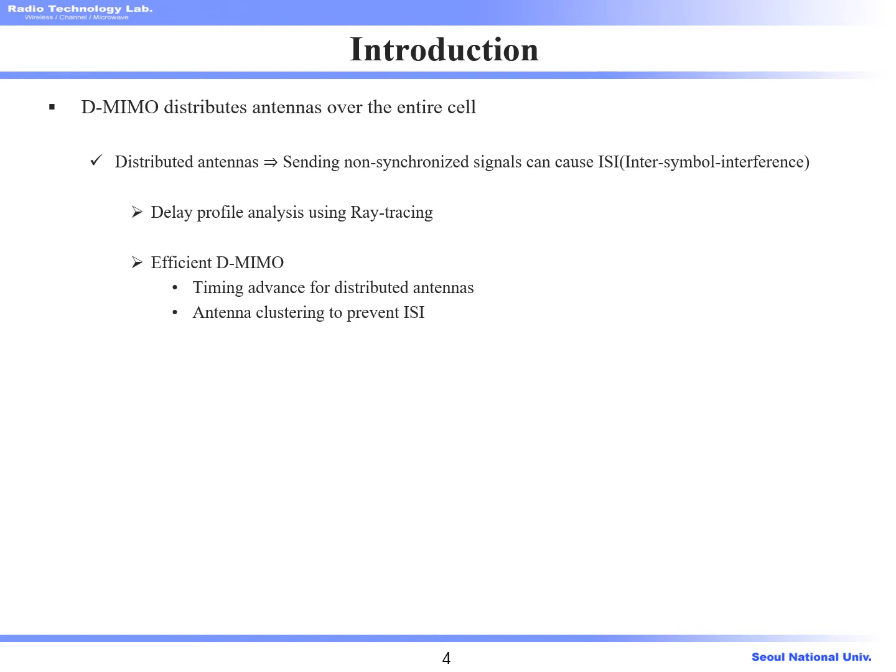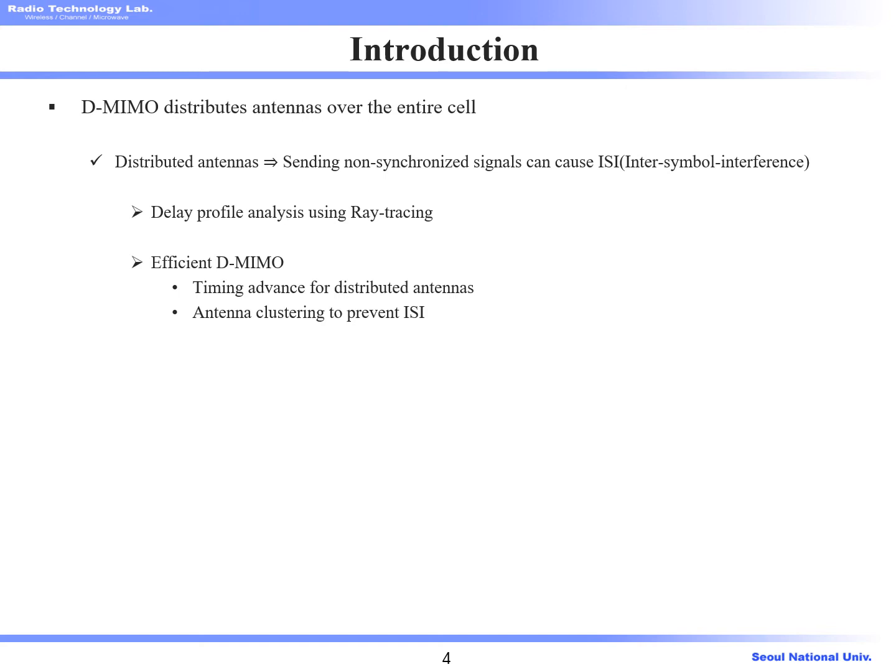Although our research is still in its early stages, the problems we are trying to tackle in distributed MIMO systems are as follows. Since distributed MIMO systems distribute antennas over the entire cell, sending non-synchronized signals can cause intersymbol interference. We're trying to analyze the effects of this by using delay profile analysis using ray tracing simulations.